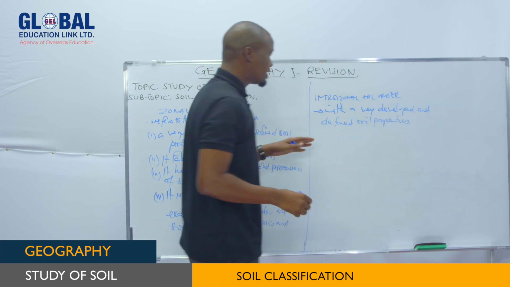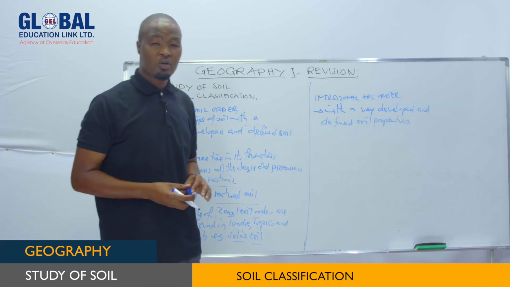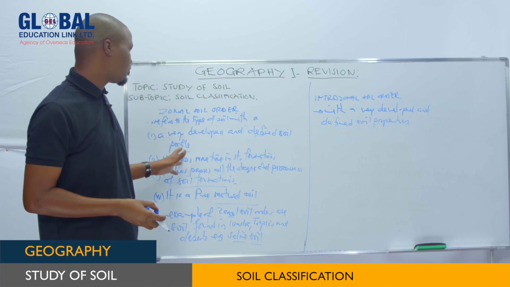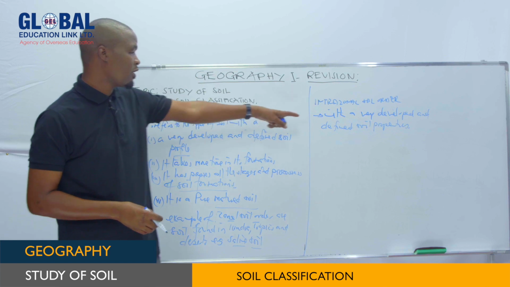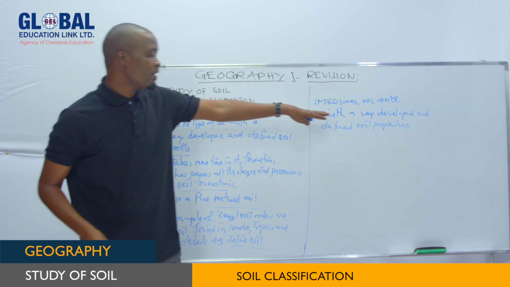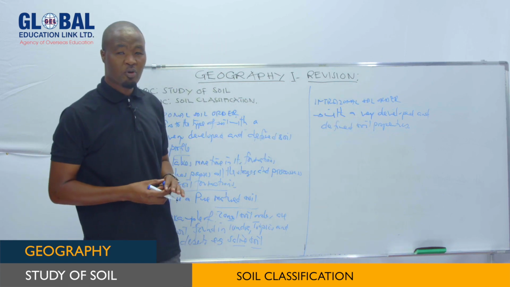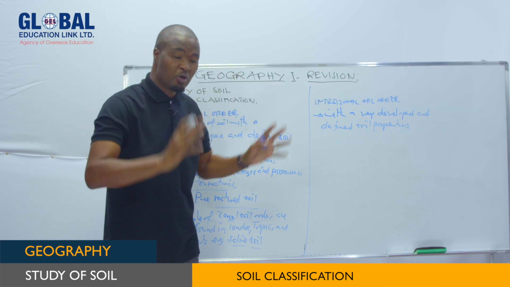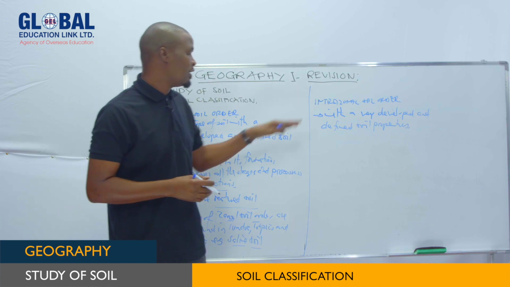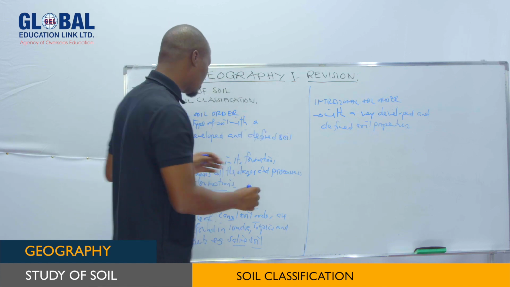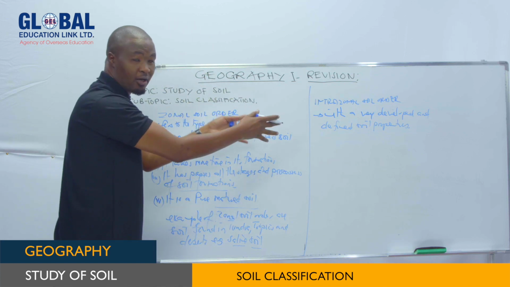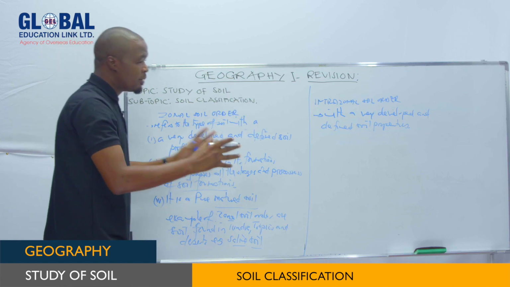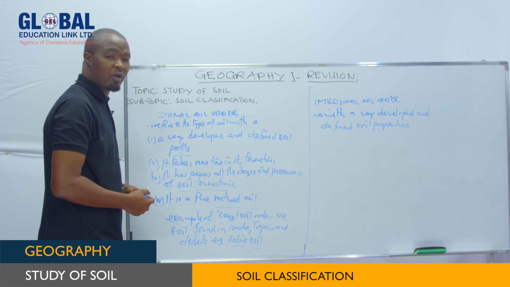But it lacks some conditions to be called pure maturity, as we've seen in the zonal soil order. So this one also has a very developed and defined soil property, as I said, but it lacks some conditions to be called the pure matured soil. Are we together? Let's see the types of intrazonal soil order. So it has the same characteristics, but it lacks a few characteristics to be called pure matured soil.